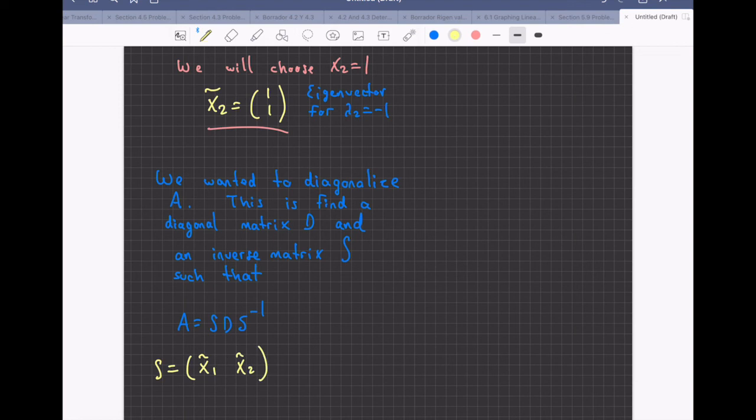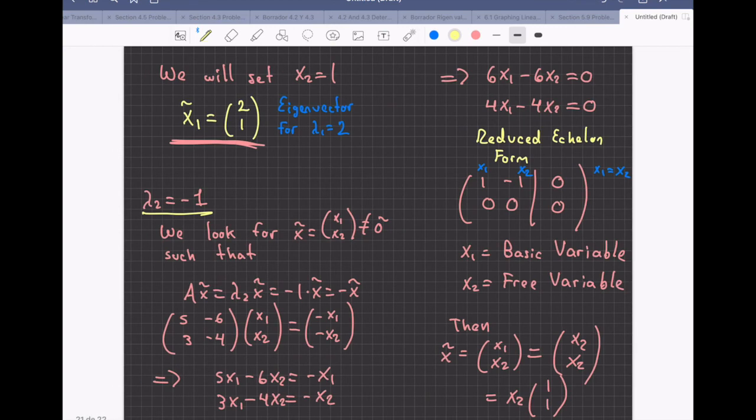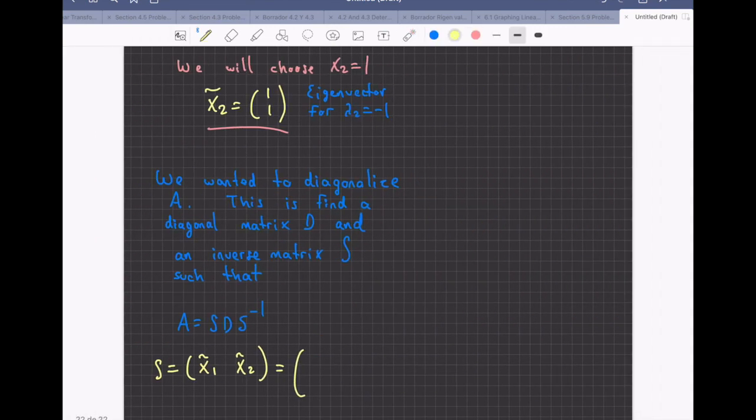This has two components, so the matrix is going to be x1, remember, is 2, 1, so it goes here as 2, 1, and x2 is 1, 1, so it goes here as 1, 1. There you have it. This is the matrix S. And notice this matrix is going to be invertible because the determinant is 2 times 1 is 2, minus 1 is 1, so it has an inverse.